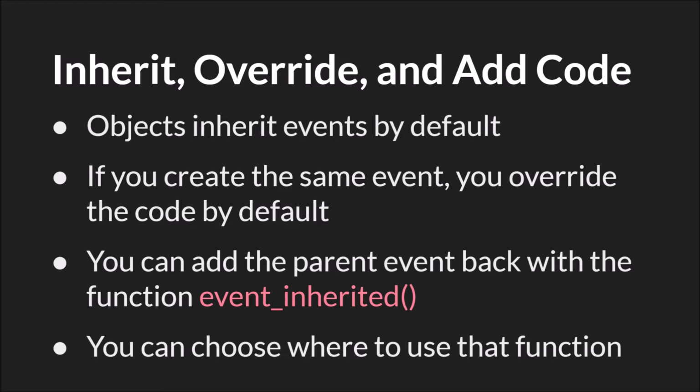If you want to bring that back in, you use the built-in GameMaker function, event_inherited, and you can then also write your own code in that step event, an object B step event, allowing you to add additional functionality. And importantly, you can also choose when to inherit object A's step event. So object B could do something and then inherit the step event, or inherit the step event and then do something.